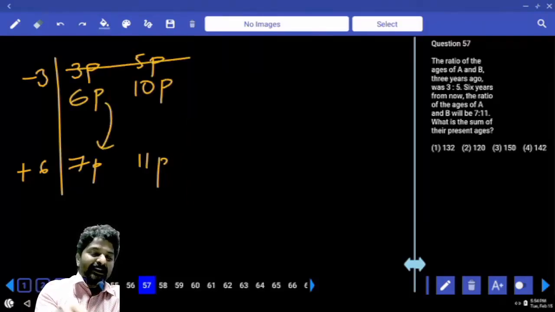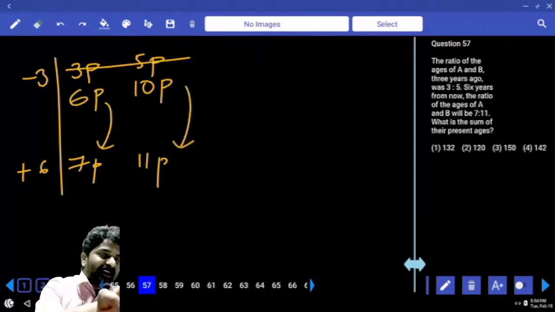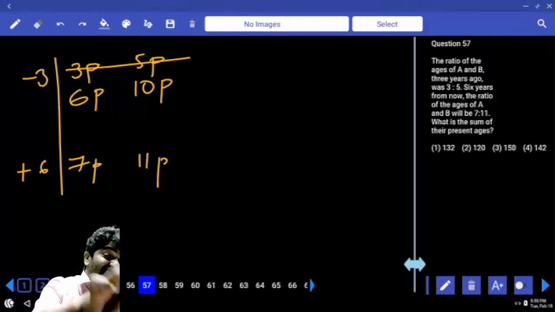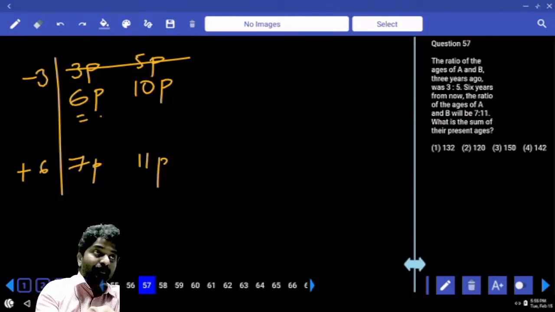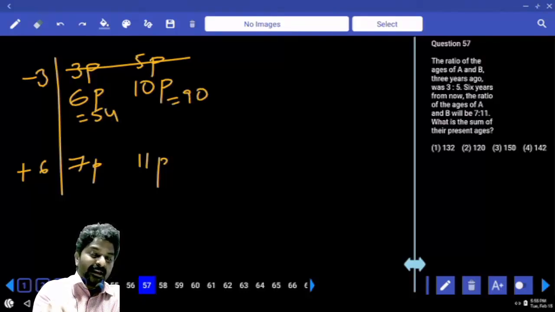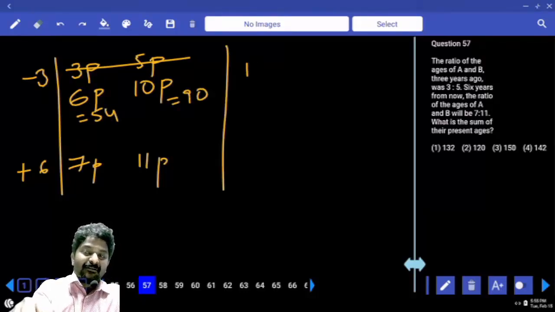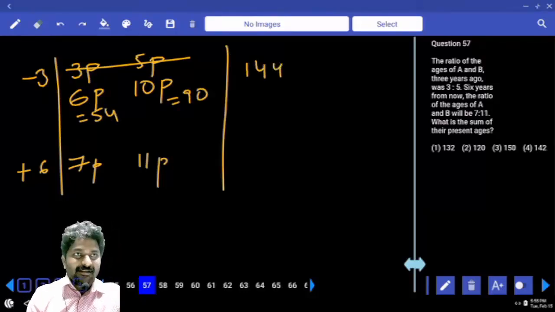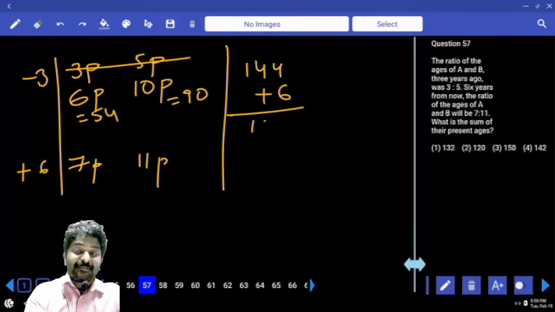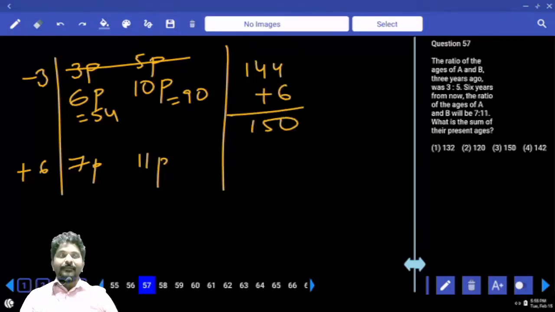So now one part increased here, here also one part increased, correct? That is because of how many years? 9 years. Then 6 parts in the sense, 6 into 9, 54. 10 parts, 10 into 9, 90. Sum of their ages was 144 3 years back. But we were asked to calculate present age. To get present age, for each member we have to add 3 years. Then together we have to add 6 years. Then answer becomes 150.